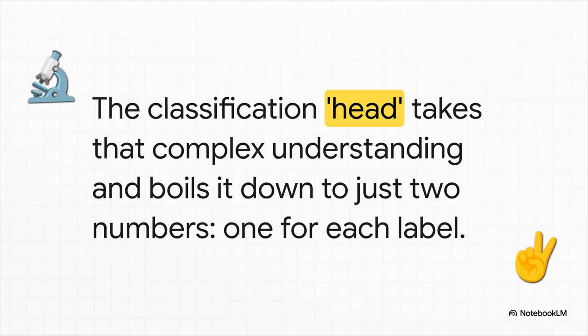But look, for our task, we don't need a 768-point essay on meaning. We just need a simple yes or no, positive or negative. And that's exactly what that classification head does. It takes that giant, super complex understanding and boils it all down to just two simple numbers: one score for negative and one for positive.